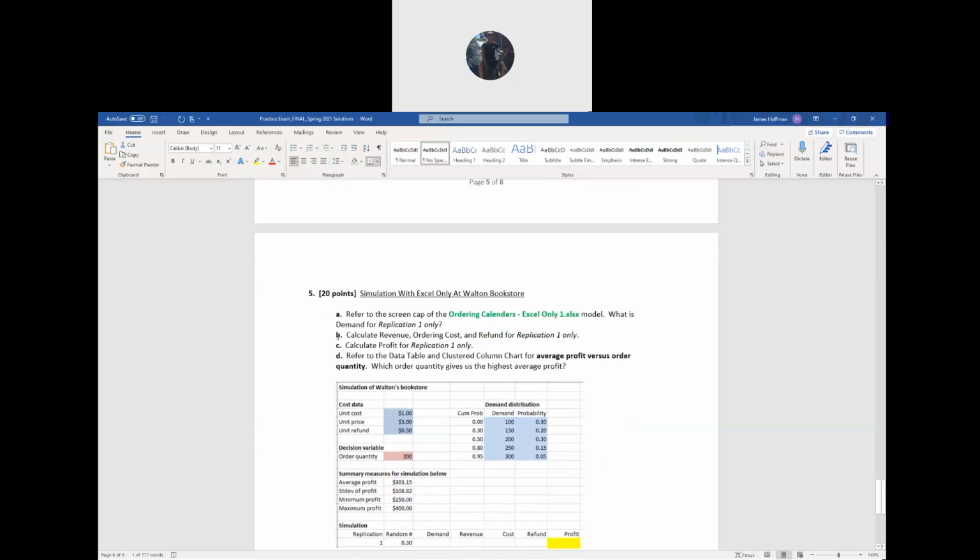Okay, so part B is you're going to calculate the revenue and the ordering cost and the refund for replication one only based on your demand that you got of 150.